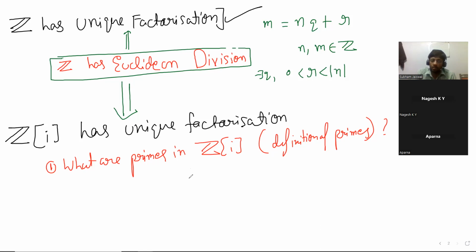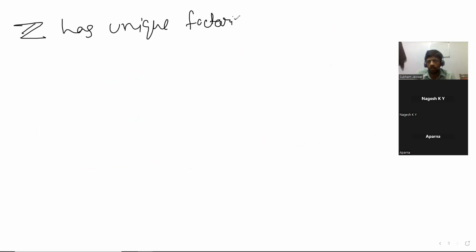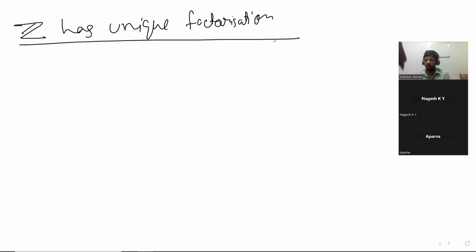Let us try to prove that. Let us try to see if we can prove that Z has unique factorization, because I want to show you how it comes, if it comes in this way. Okay, so suppose that Z does not have unique factorization.